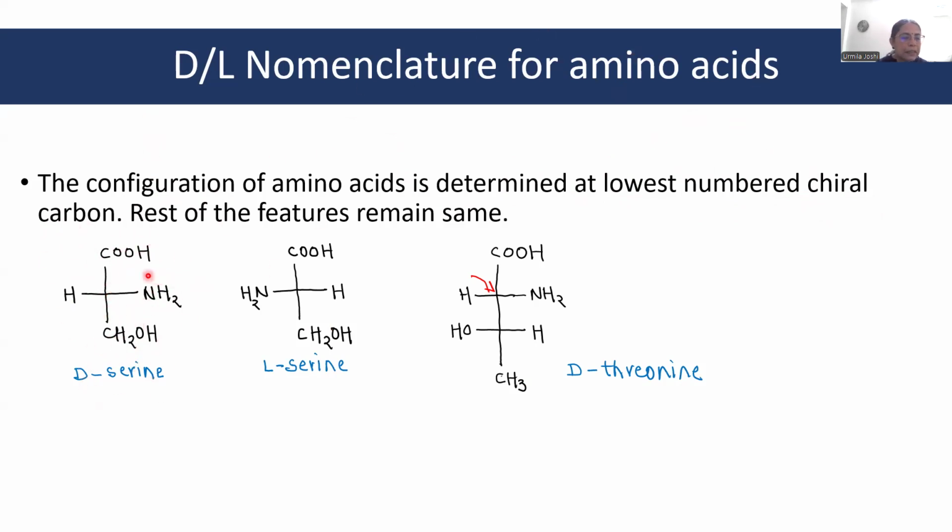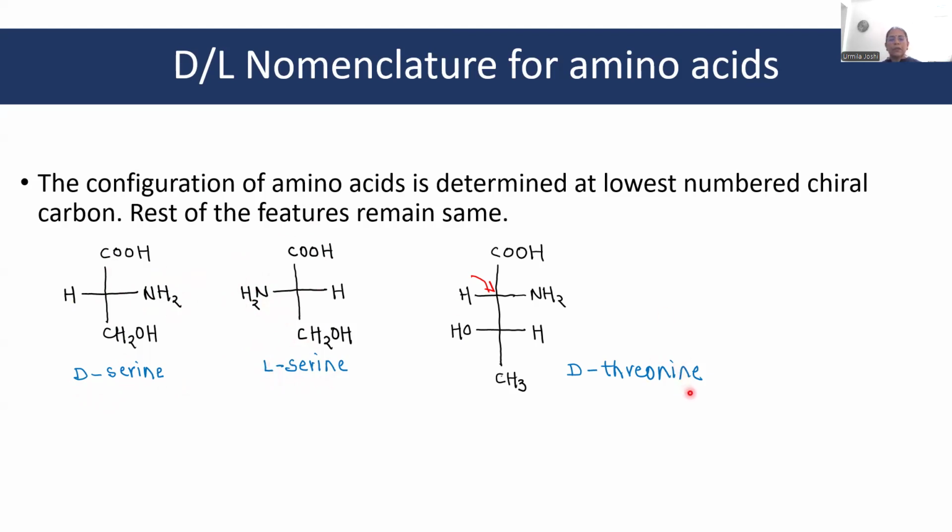And so you take the lowest numbered chiral carbon for determining the configuration. Since here the heteroatom is on the right, this compound is D-serine. This compound, the heteroatom is on my left, and so this compound is L-serine.